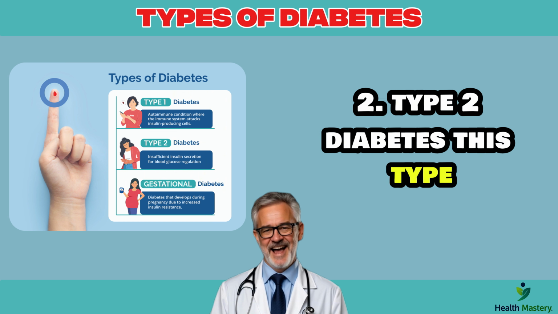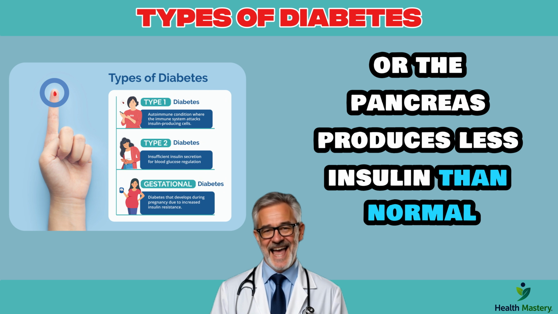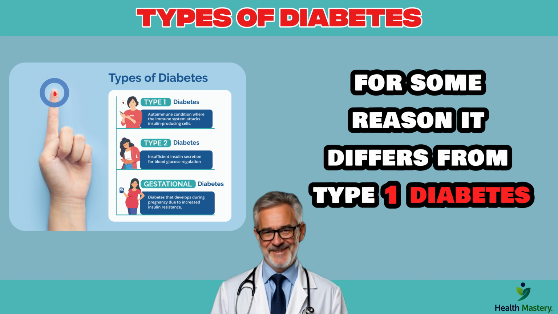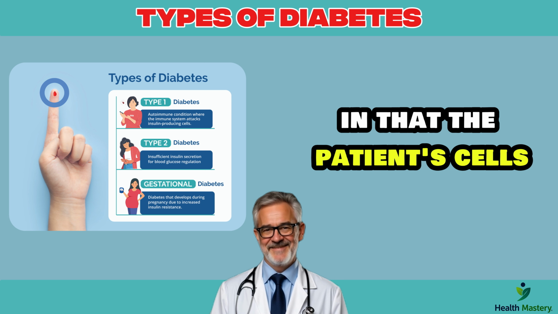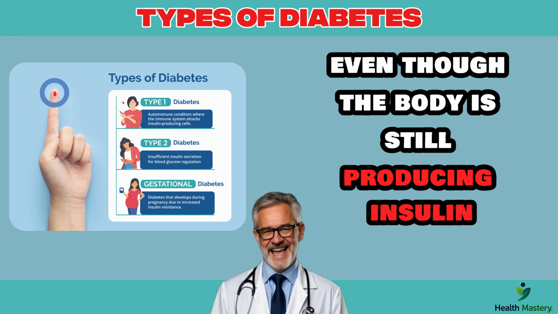2. Type 2 diabetes. This type occurs when the body develops insulin resistance or the pancreas produces less insulin than normal for some reason. It differs from type 1 diabetes in that the patient's cells become resistant to insulin, meaning they do not respond effectively to it, even though the body is still producing insulin.